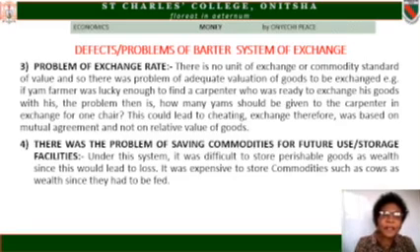For example, if a yam farmer was lucky enough to find a carpenter who was ready to exchange his goods with his, the problem then is how many yams should be given to the carpenter in exchange for one chair. This could lead to cheating. Exchange, therefore, was based on mutual agreement and not on relative value of goods. 4. There was the problem of saving commodities for future use, that is, storage facilities. Under this system, it was difficult to store perishable goods as wealth, since this would lead to loss. It was expensive to store commodities such as cows as wealth, since they had to be fed.